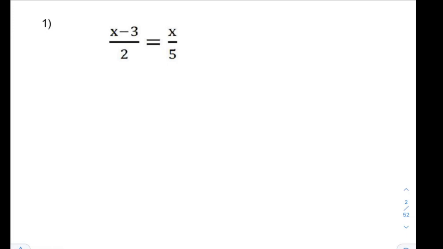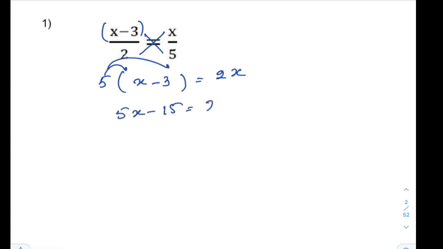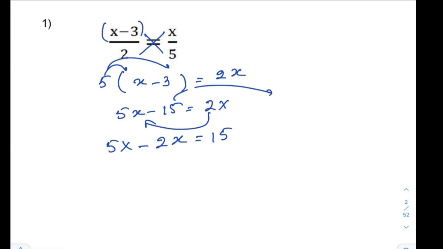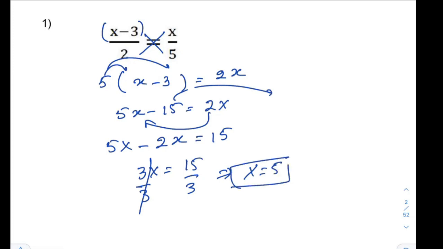Now, if you see a proportion, تناسب, you simply cross multiply; it is the best way to solve such proportions. 5, and you should include it in a bracket. x minus 3 is equal to 2 times x. Distribute again. Now take the numbers on one side, the variables to the other side. And this means 3x is 15, divide, and x equals 5, and this is the solution.